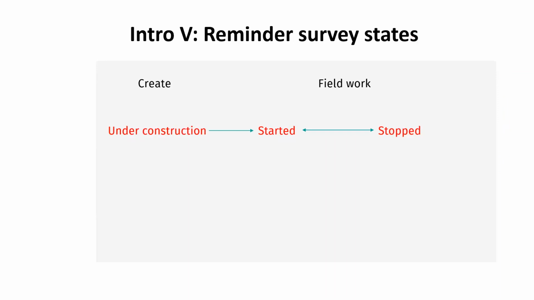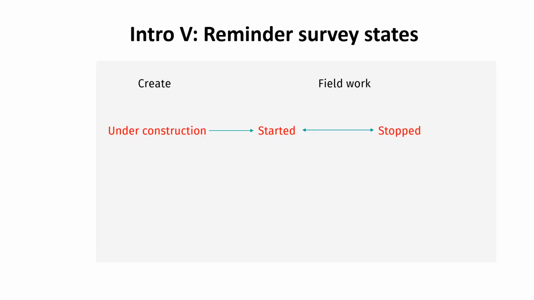The 3 survey states are under construction. This is the survey state in which your survey is the moment you hit the create survey button. You can add your script, then you can add sample, test your survey, publish, and then test externally. And at some point you will start your field work, and that is the moment where the status changes from under construction to started.